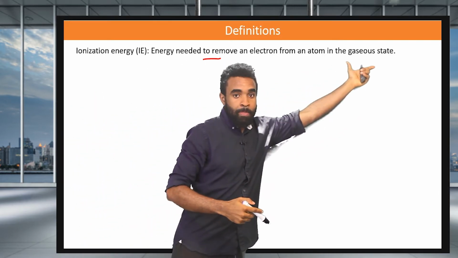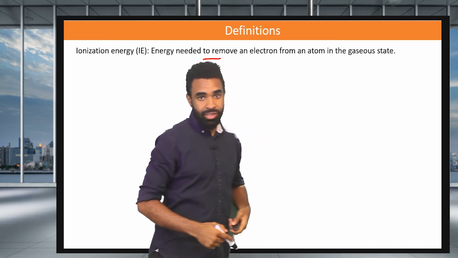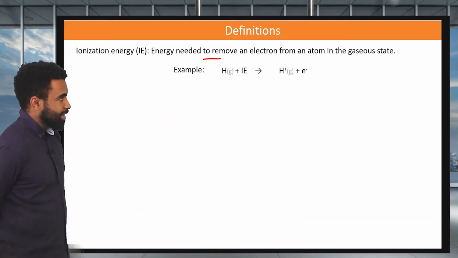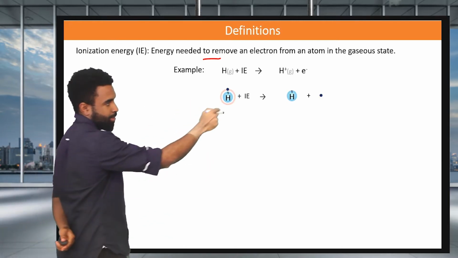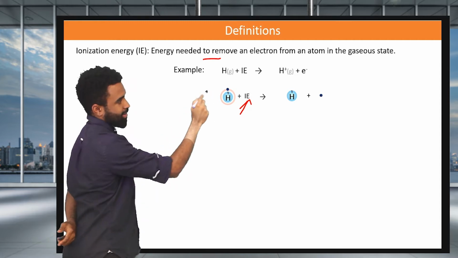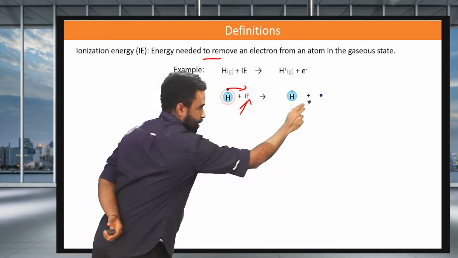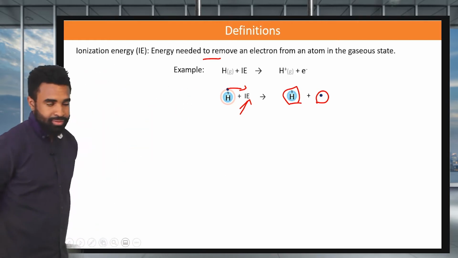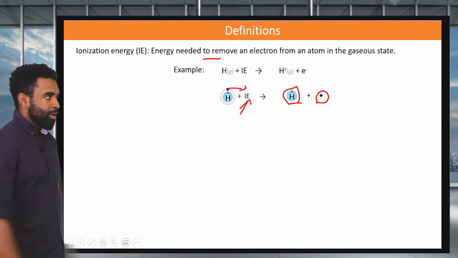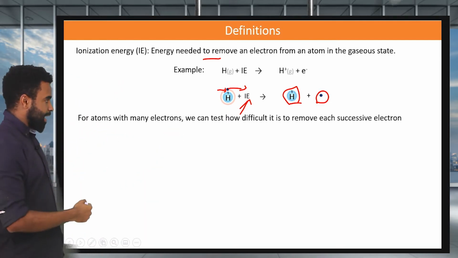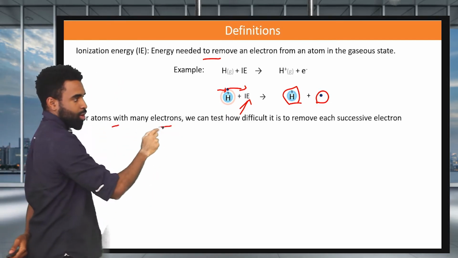We usually standardize it in the gaseous state because it would be slightly different in a liquid or in a solid state. Here's an example. We have a hydrogen atom, we add some amount of energy to it, and the energy we add is able to knock out this electron, and so we have a lone electron and a proton, or a positive ion, okay?